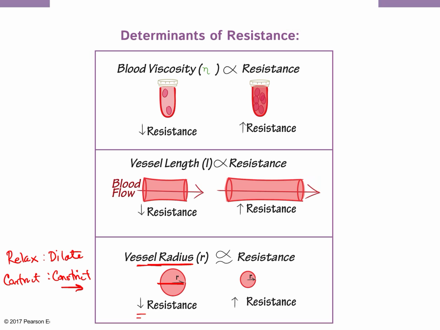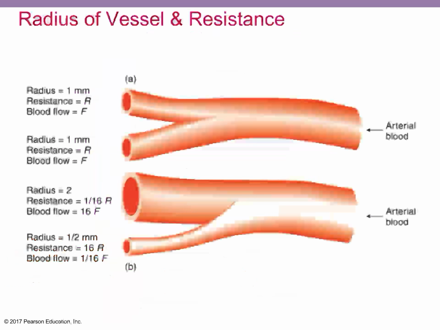So a larger radius is going to have low resistance. It's going to allow a lot of blood to go through because it's just a bigger opening. A smaller radius will have a greater resistance. So you can control the flow of blood by dilating or constricting your blood vessels, and that is related to the resistance, right? If you dilate it, that's low resistance. You're going to get blood flowing through it. Constrict it, that's high resistance, and that's going to limit the amount of blood going through it. Okay, so resistance is actually quite profound.